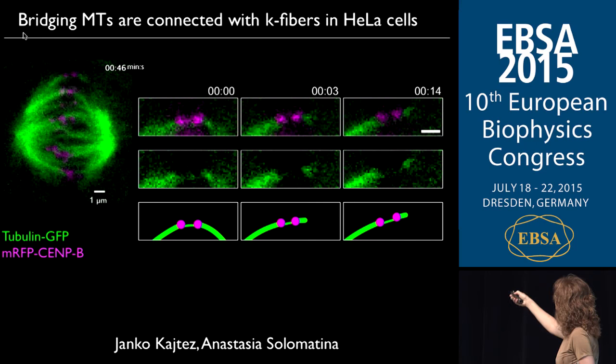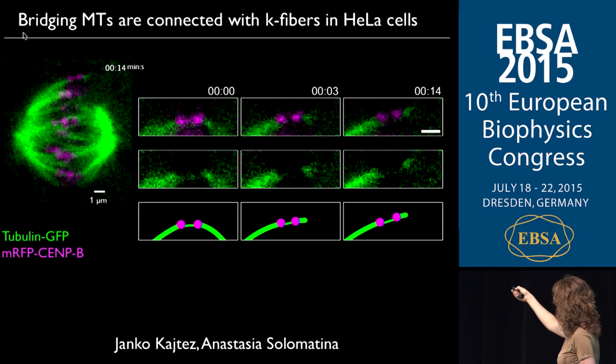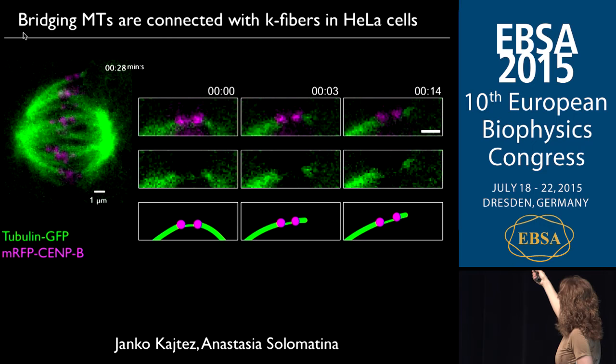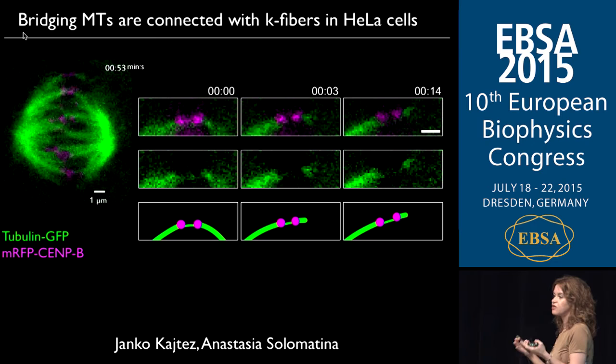We see the kinetochores and the microtubules. Here you see only microtubules, and you can appreciate that there is a bridge here. So these are K fibers, and this is our bridging fiber. And then after the cut, these structures move up. And we see that the K fibers, one and the other, and the bridging fiber, and the kinetochores, they all move together in a coordinated way, and this means that they are all connected into one physical structure.